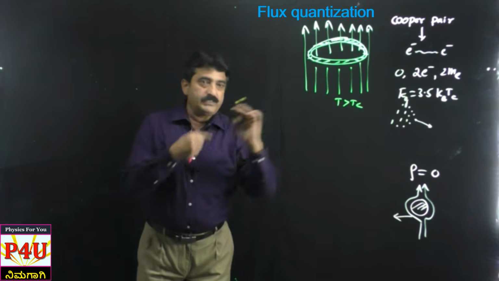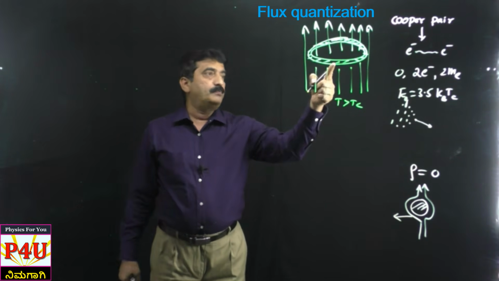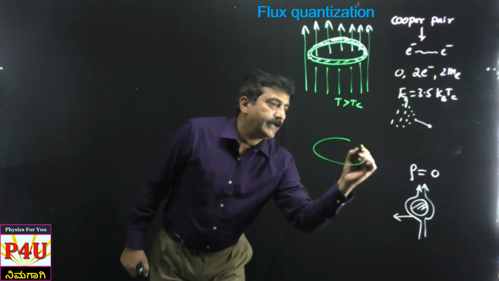Now you keep on reducing the temperature. Once T becomes less than Tc, that means when the material converts into a superconductor, you know what happens? Look at this diagram.